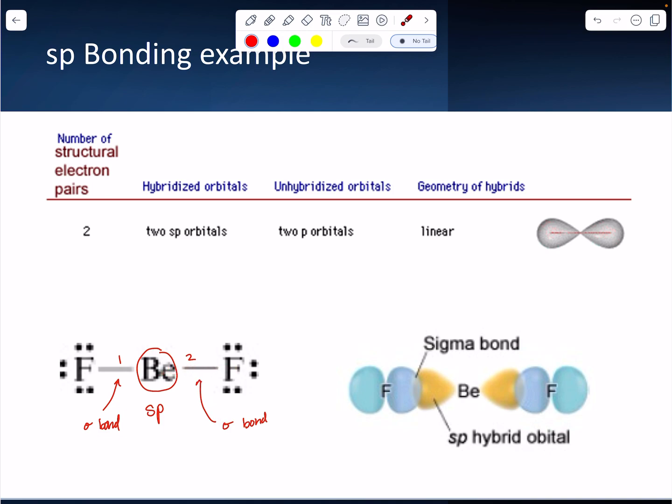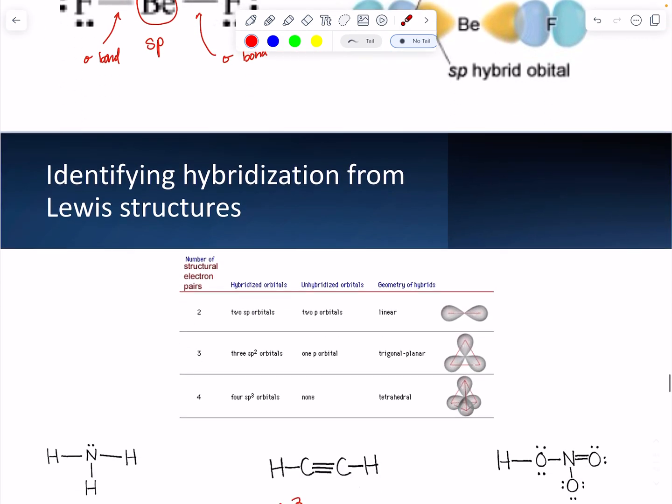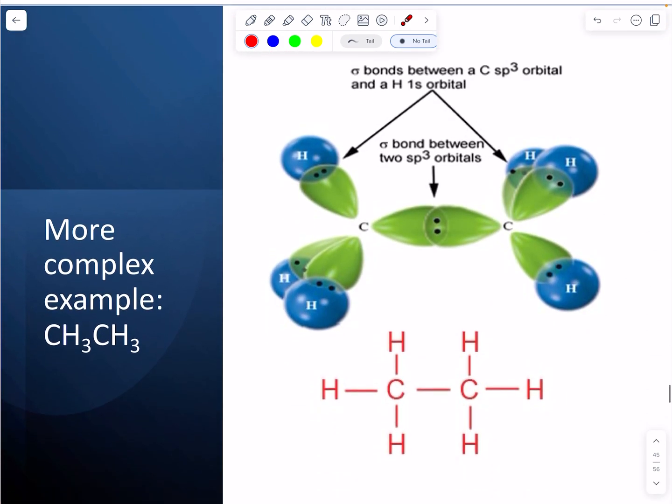So single bonds are sigma bonds, and they are formed by overlap between hybrid orbitals. And we talked about how to figure out what type of hybridization you have. Again, in more complex molecules, you can have sigma bonds between different types of orbitals. So here, we have a sigma bond between two sp3 hybridized orbitals in the carbon.